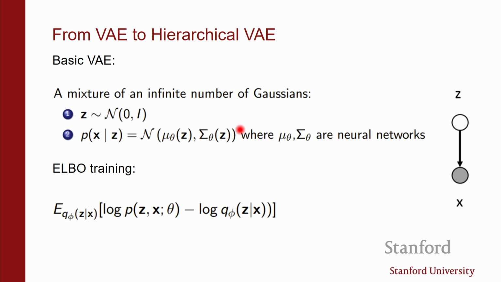And then you have the encoder, which does the opposite. It takes x and tries to predict z. Again, that's usually some simple Gaussian distribution where the parameters are usually computed by some other neural network that takes x as an input and gives you the parameters of the distribution over the latents.